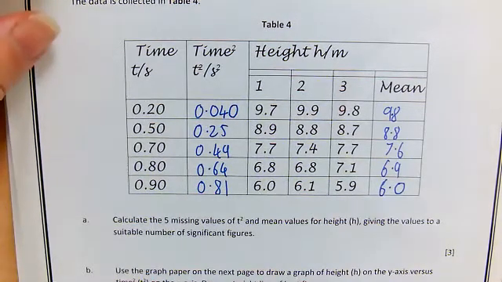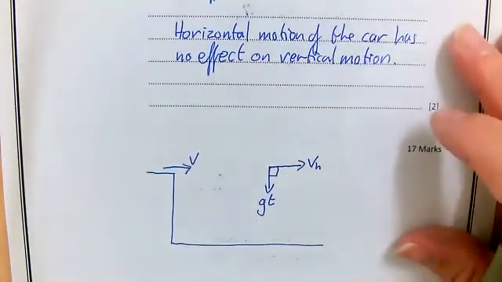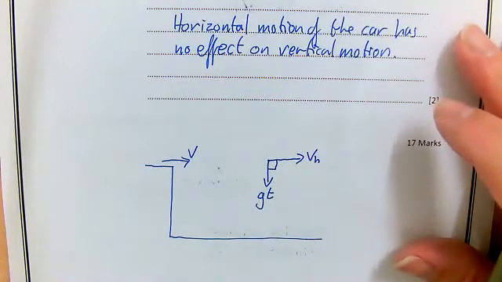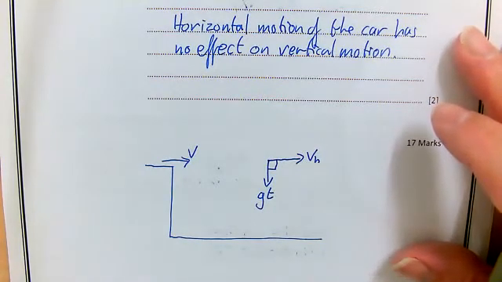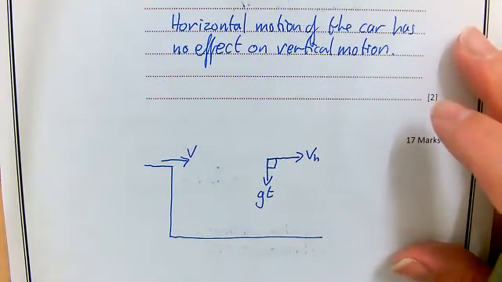So it actually has no effect, because any two vectors at right angles to each other have no effect on each other. All right. Thank you. Okay. Any other questions?